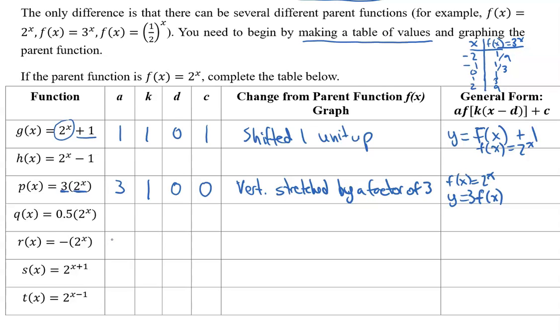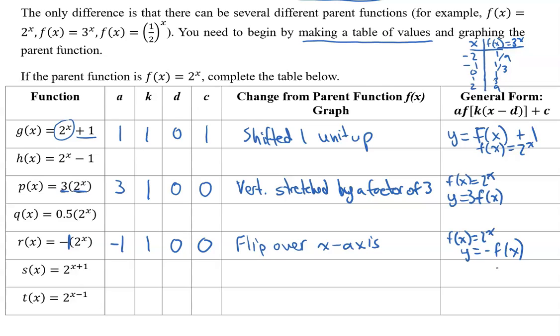In this case, the only thing that we have is there's no number there, but anytime you have no number, you can write a 1 there. So the a value is -1, and everything else is as normal. K value is 1, and the d and c values are both 0. So the only thing is that a value that's -1, which is a flipping or reflecting over the x-axis. It's the only thing that's happening there. And so we could write that in general. If f of x is equal to 2 to the x, in general we write that as y equals negative f of x.